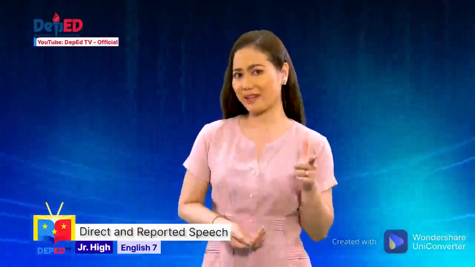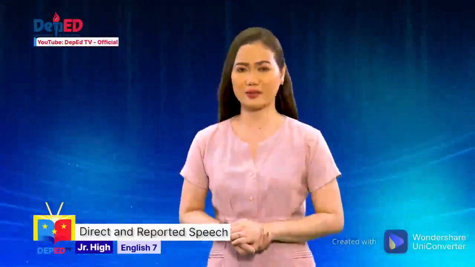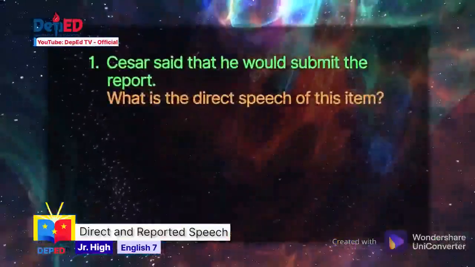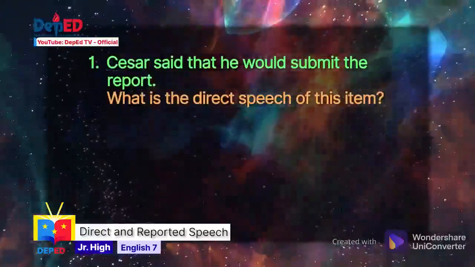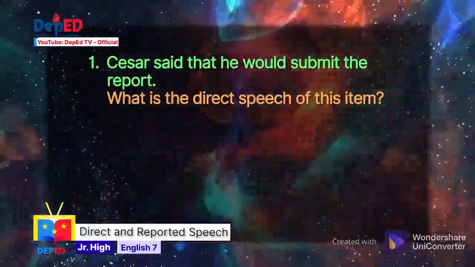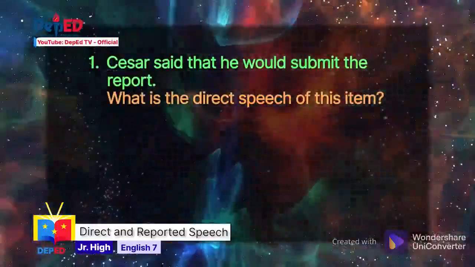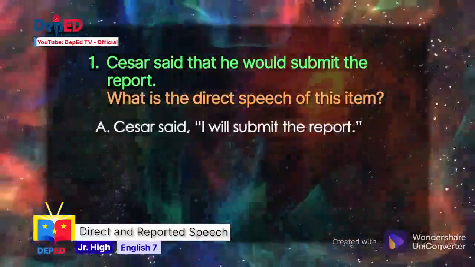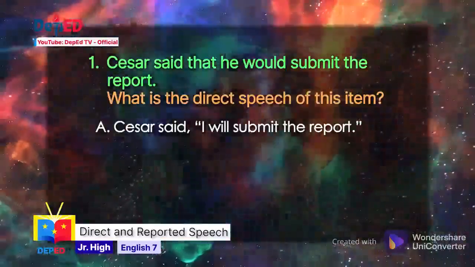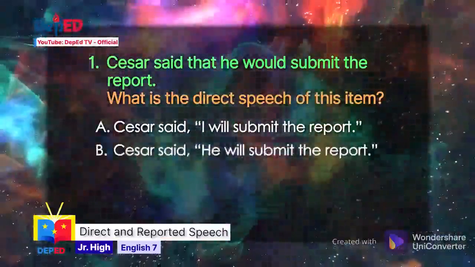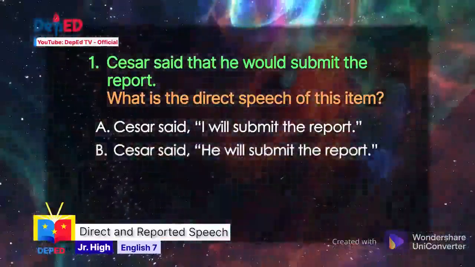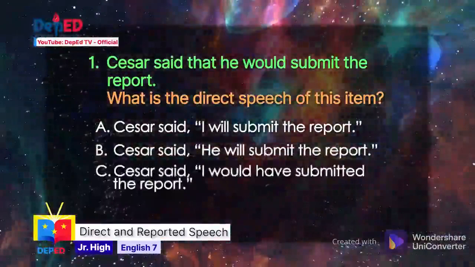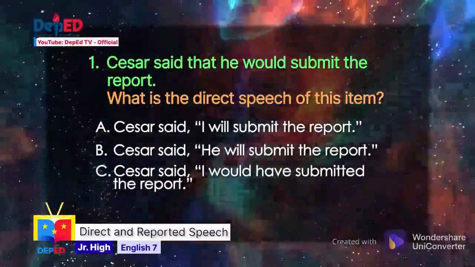Number 1. Cesar said that he would submit the report. What is the direct speech of this item? Letter A. Cesar said, "I will submit the report." Letter B. Cesar said he will submit the report. Letter C. Cesar said, "I would have submitted the report." Or letter D. Cesar said he would submit the report.